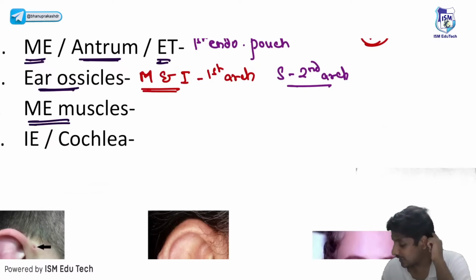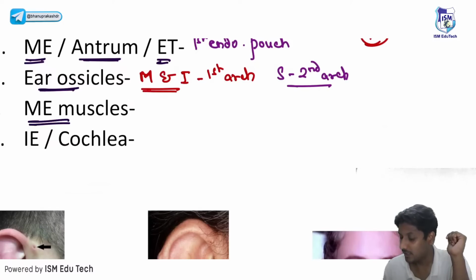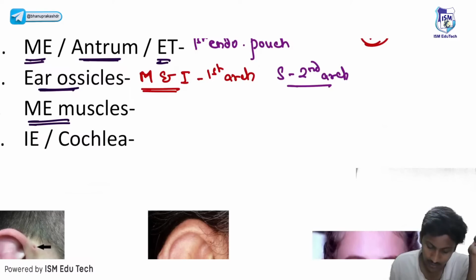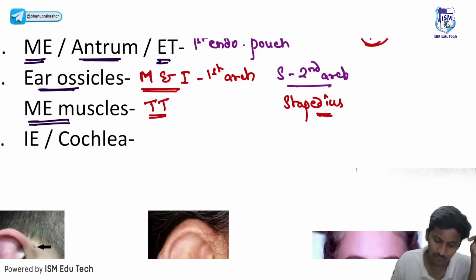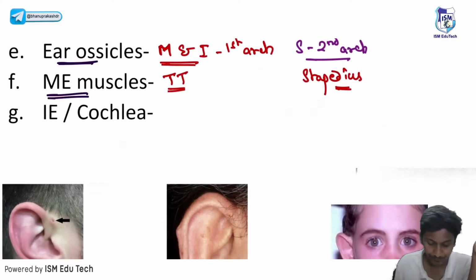Now this you will tell me. Please remember, tell me that the tensor tympani muscle will develop from which arc? And second, the stapedius muscle will develop from which arc? Tensor tympani develops from which arc and the stapedius develops from which arc? That you need to tell me.